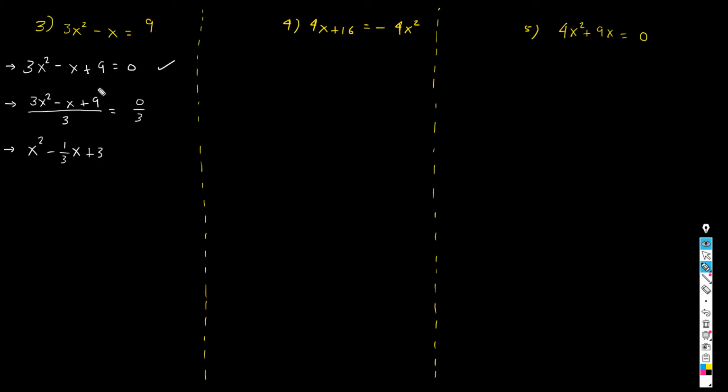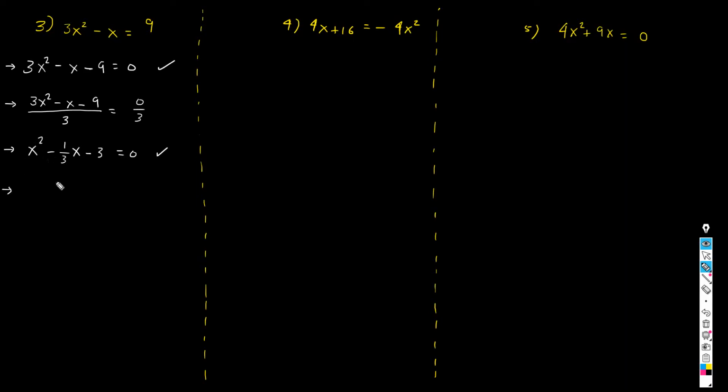I made a mistake. I'm just realizing this 9 should have been negative, when I bring it to the left side. I'm sorry about that. I hope you have caught that. There you go. Now it's correct. Equals 0. So at this point, I have already made sure that the coefficient of x squared is 1.